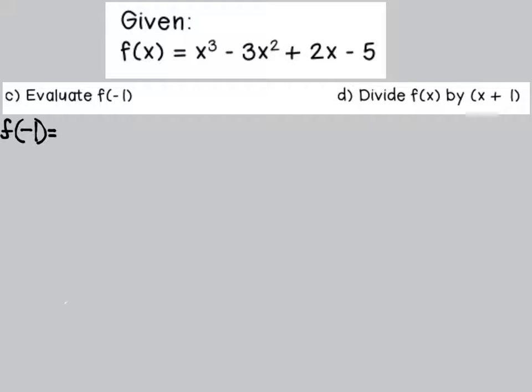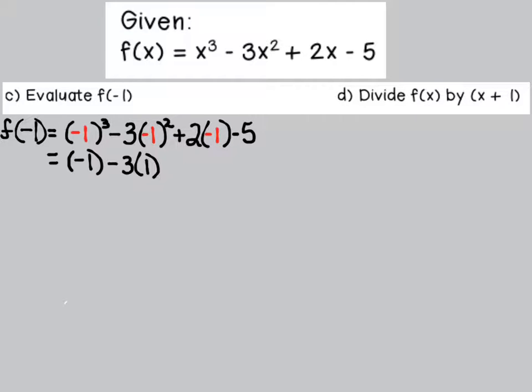So again, what we're going to do is evaluate at f of -1, and we're going to remove all the x's, and implant a -1, and evaluate each one, and our final evaluation is -11. So when we put in -1, we get -11.